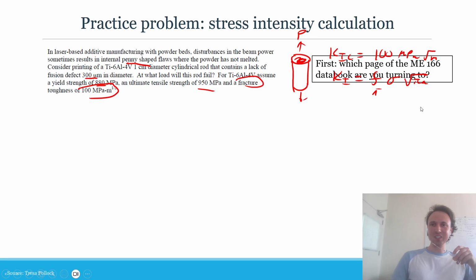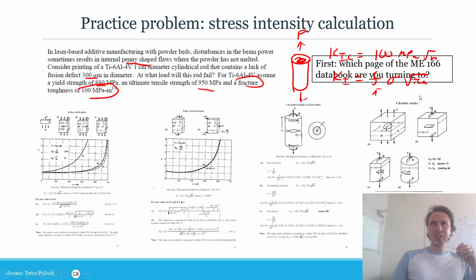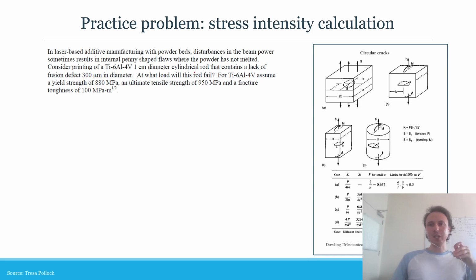I wrote over this. So basically, the first idea is if I give you all of these pages, which are all from our data book for the midterm, which page would you want to use for this situation? You have one that has cracked shafts, this one that has circular cracks, edge cracked beams, and edge cracked plates. And there's also some center cracks in here. I'd recommend pausing this video and figuring out which page you think it is. And if you're done with that, it's the circular cracked one.